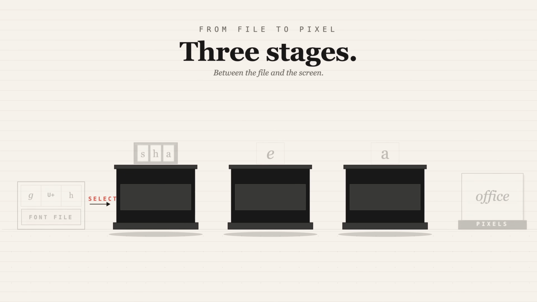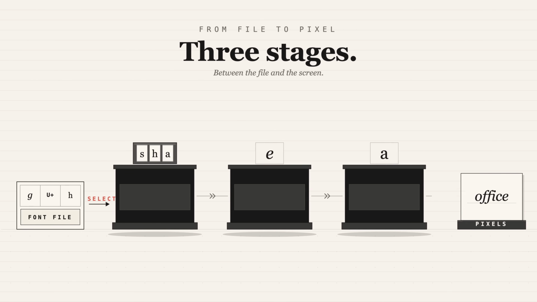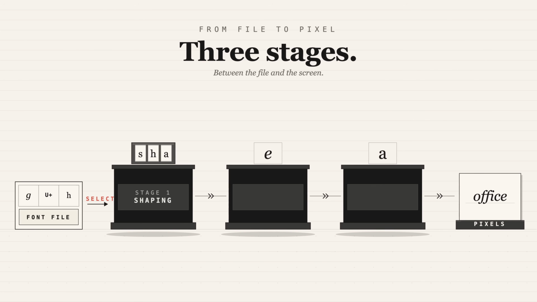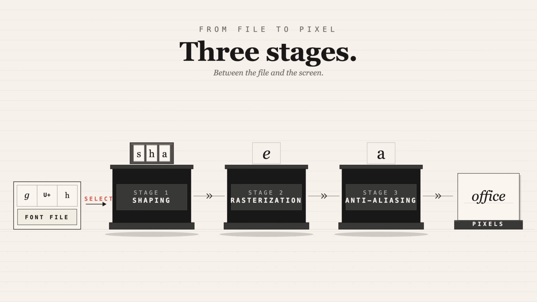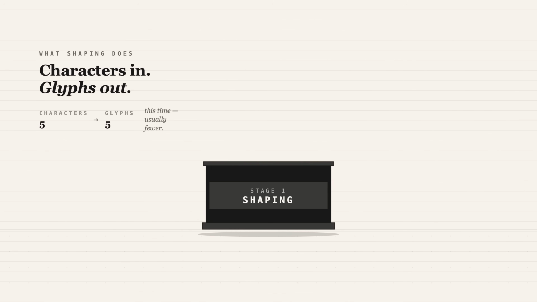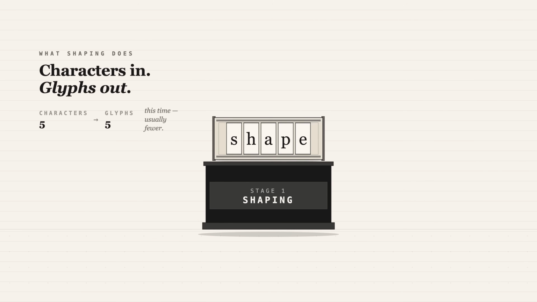Okay, we know what's in the file. CSS says font family Inter. Pixels show up on screen. What happens between those 2 points? The browser picks the first font it can find from your stack. That's just a quick lookup. Then it goes through 3 stages. Shaping turns the characters you typed into a sequence of shapes to draw. Those aren't the same thing.